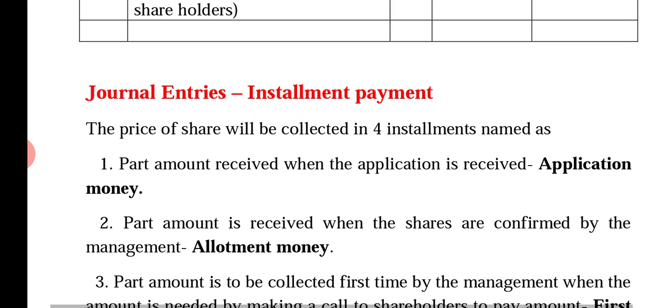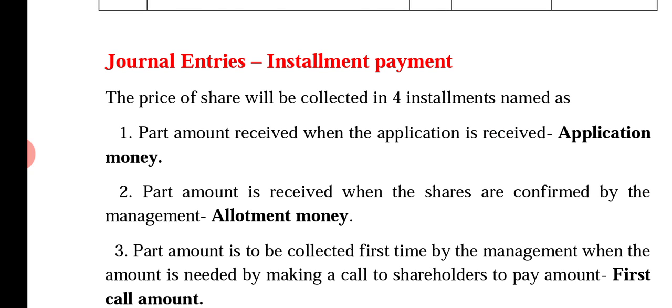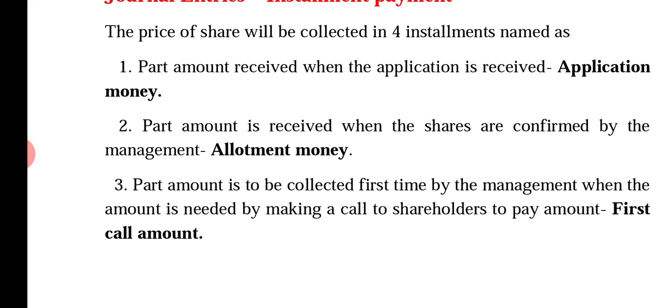When you go for the installment basis, usually the price is collected in 4 installments. The shareholder pays a certain amount, not less than 5% of the price, along with the application. After the applications are considered and sanctioned, the directors confirm the allotment of shares. Then the shareholder pays a certain amount, that is called the allotment amount.